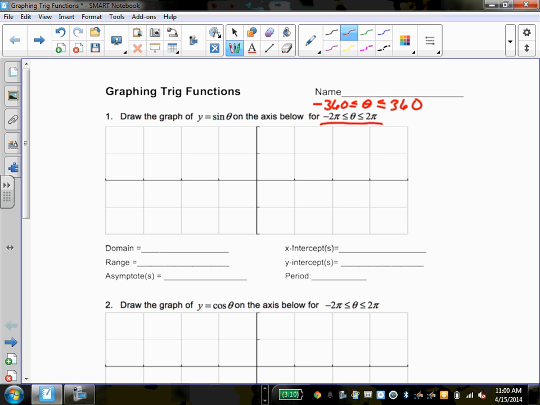Remember, the sine of 0 is 0. The sine of 90 degrees, which is the same thing as pi over 2, is 1. The sine of 180 degrees, which is pi, is 0. And the sine of 270 degrees, which is 3 pi over 2, is negative 1. And the sine of 2 pi is 0. This pattern repeats for the negative angles as well. So we get the nice smooth sine curve.